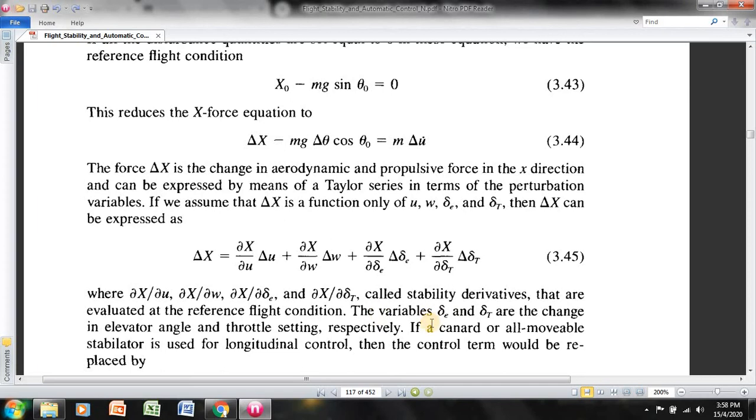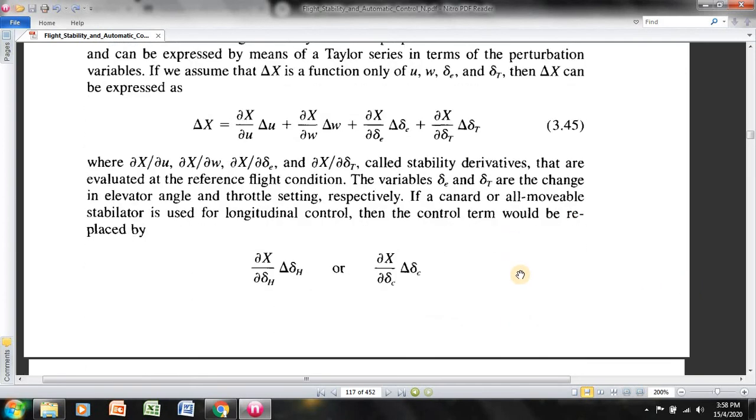So if you are flying at 100 meter per second, then del X over del U is evaluated at 100 meter per second. Okay, and also the variable delta E or delta T are the change in elevator angle and throttle setting respectively. So if you don't have elevator but you have canard, then you just change to canard. Okay, whatever you have. If you have elevon instead, you can use elevon. If you have flaperon, because flaperon can also increase your lift, your drag, then put flaperon. If you have all, then put all. Okay, I hope you understand that.